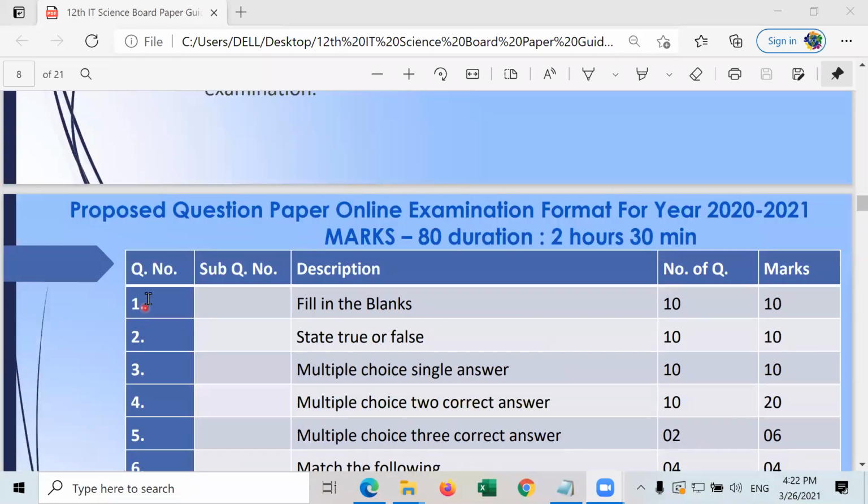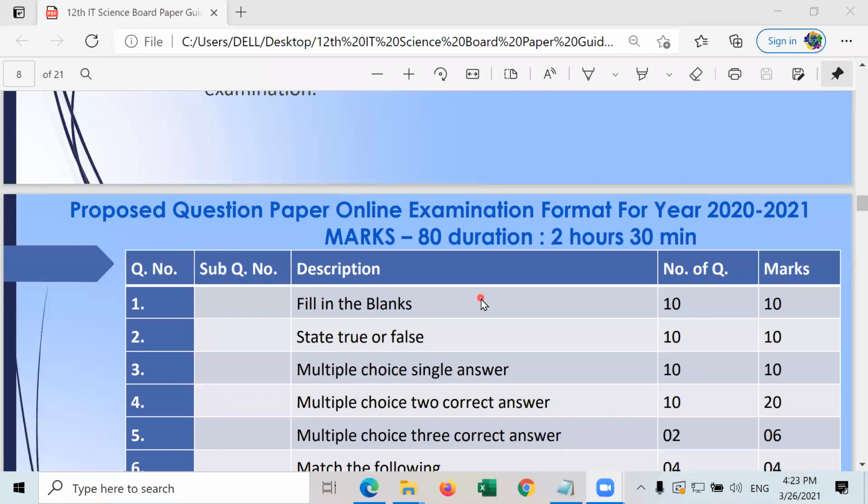Now look at the first question. First question is fill in the blanks. Now first question will have 10 sub questions in it. So first question is of 10 marks. Each question carries 1 mark with it. For example, you will be asked a question like HTML stands for, and you will be given a text box. In that text box, you have to type the answer of that question. So you will type hypertext markup language. Okay.